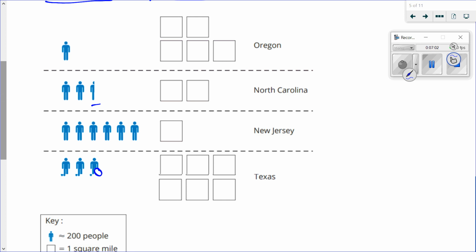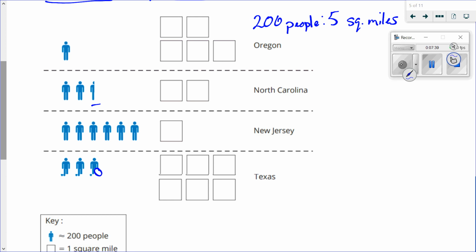So here's an example based on this first one, right? How many figures do I have? 1. How many people is that? 200. So I would start my ratio by saying that's 200 people. How many boxes do I have? 5. To 5 square miles. Does that make sense? Yes. So once I've turned them into numbers as a ratio, that gives me something to start basing my comparison on. So do that with all 4 of them. Then you can start to figure out what do I need to do to make a comparison, okay?